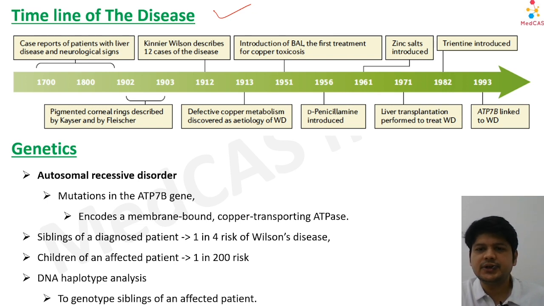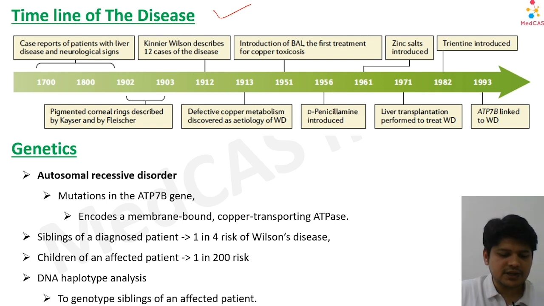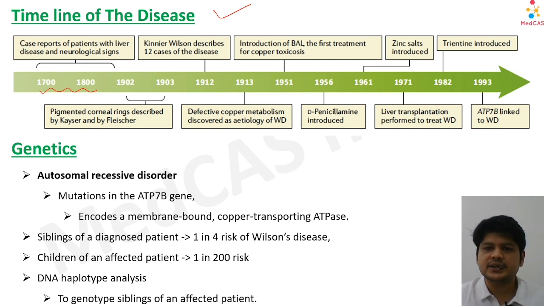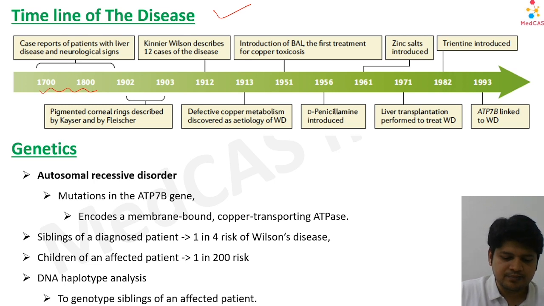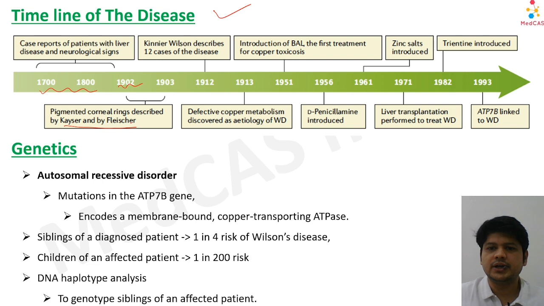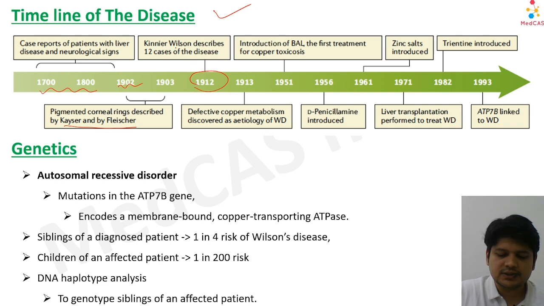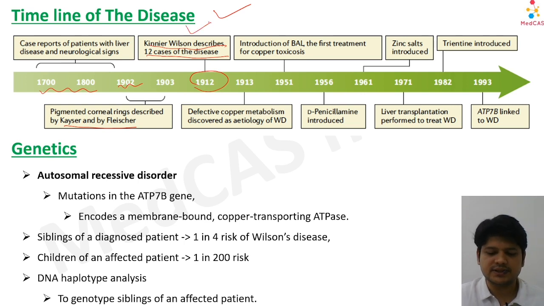So if you see the history of Wilson's disease, it all started somewhere in 1700-1800, where it was very simple. Liver plus neurology was combined. This person having hepatic plus neurological disease was first described. Somewhere in 1902, this KF ring was described, okay, the corneal deposits and all. In 1912, you got the person Kinnier Wilson who described 12 cases of the disease, and that's where it was decided it's Wilson's disease.